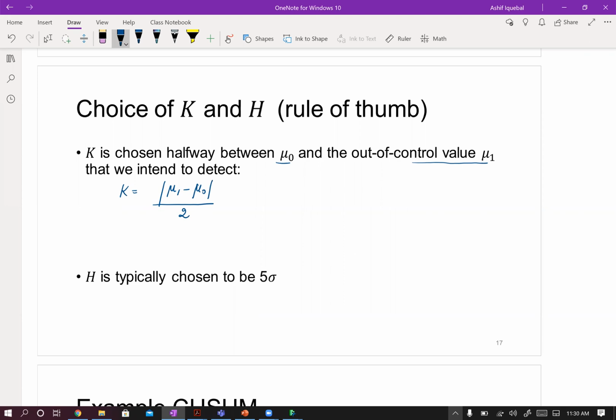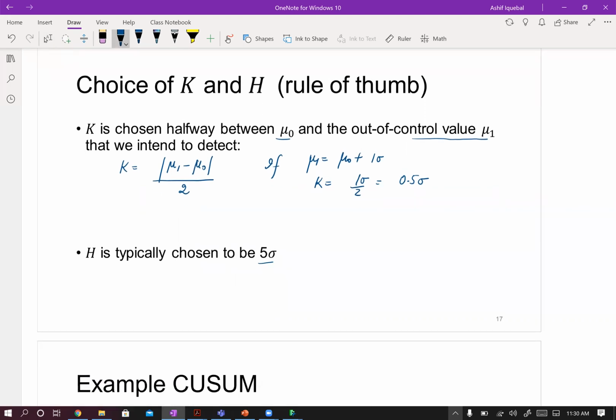To give you some examples here, let's say mu1 is equal to mu naught plus 2 sigma. So, no, let's actually say 1 sigma, because that's the example we will solve right now. So you have K equal to 1 sigma divided by 2, which is equal to 0.5 sigma. Okay, that's how you define K. And H is typically chosen to be 5 sigma. Again, this is an ad hoc rule of thumb. We're just saying that H is equal to 5 sigma.